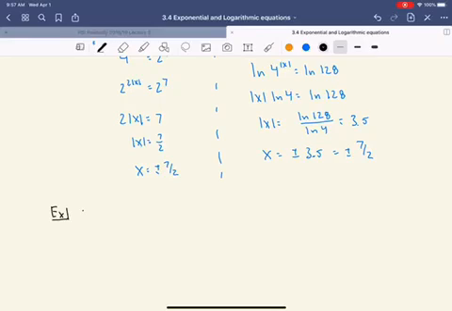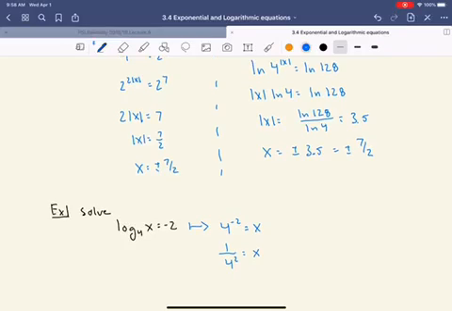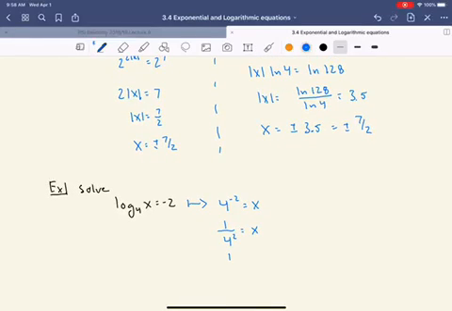Let's solve log base 4 of x equals negative 2. There's actually not much to this. We're just going to write it immediately as an exponential equation: 4 raised to the negative 2 equals x. Now 4 to the negative 2 we know is 1 over 4 squared. That equals x. And 1 over 4 squared is, of course, 1 over 16.